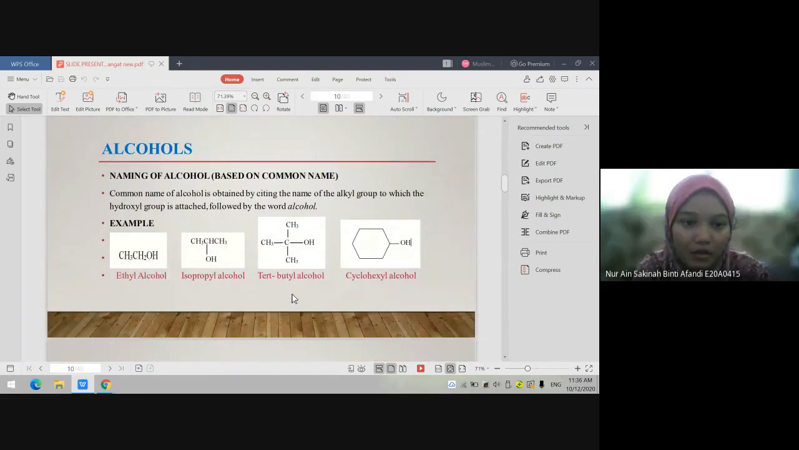Naming of alcohol based on common name. Common name of alcohol is obtained by citing the name of alkyl group to which the hydroxyl group is attached and followed by the word alcohol. For example, ethyl alcohol, isopropyl alcohol, tert-butyl alcohol, and cyclohexyl alcohol.